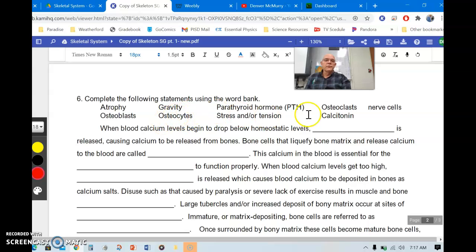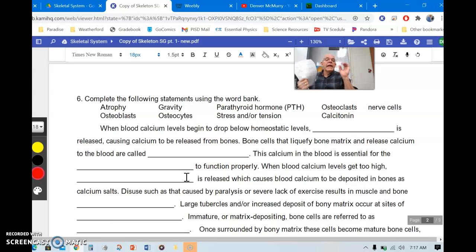Osteocytes are just the mature cells. And then osteoclasts are ones that take away calcium or dissolve the bone and release calcium back into the blood. Okay, so those bone cells are called osteoclasts. All right, this calcium is essential for your nerve cells, as it says here, but also muscles. That's not on there, but that would work. When blood calcium levels get too high, though, you have too much, then calcitonin is released, which causes calcium to be put back into the bones as calcium salts. In other words, it starts adding calcium back to the bone.